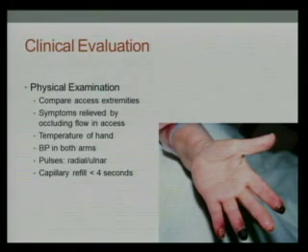Does it make the color come back a little bit? Does it make the pulse stronger? Try to get an idea of the temperature of the hand. Is it cold? Is it warm? And you can take the blood pressure in both extremities and compare those, see if they're fairly close.